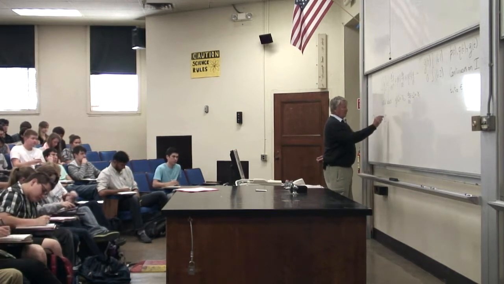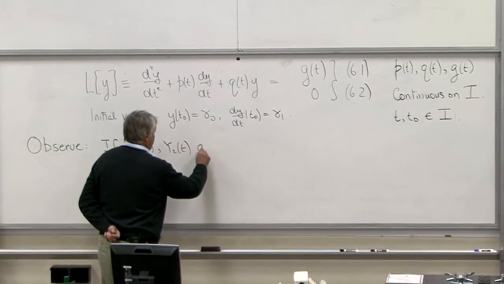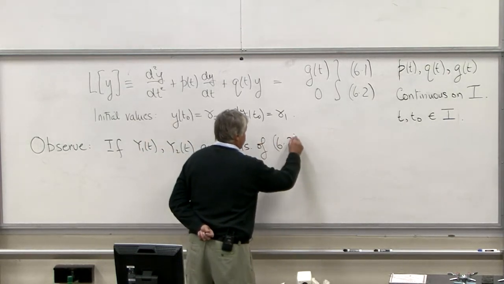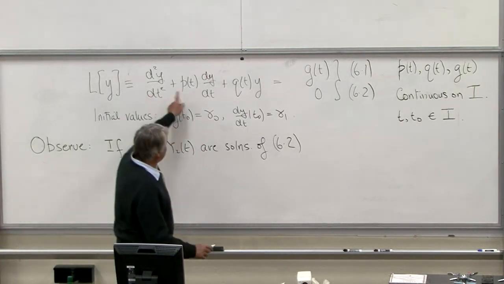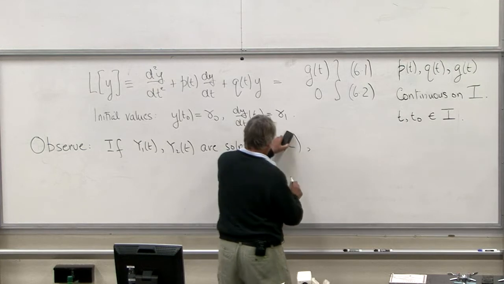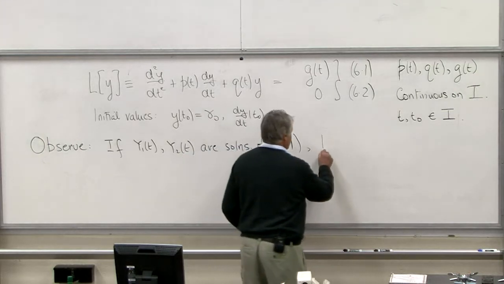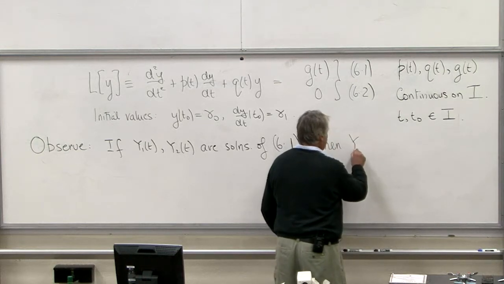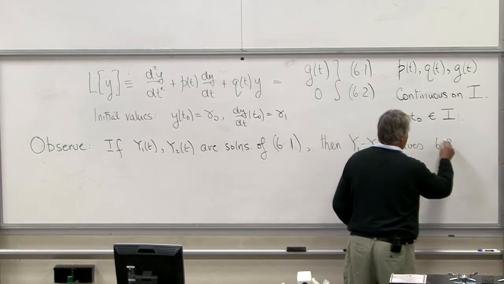If y1 of t and y2 of t are solutions of 6,2, okay? In other words, y1 and y2 are solutions of this equals g. Then, oh, sorry, 6,1, the first equation. Then the difference, y1 minus y2, solves 6,2, the homogeneous equation.